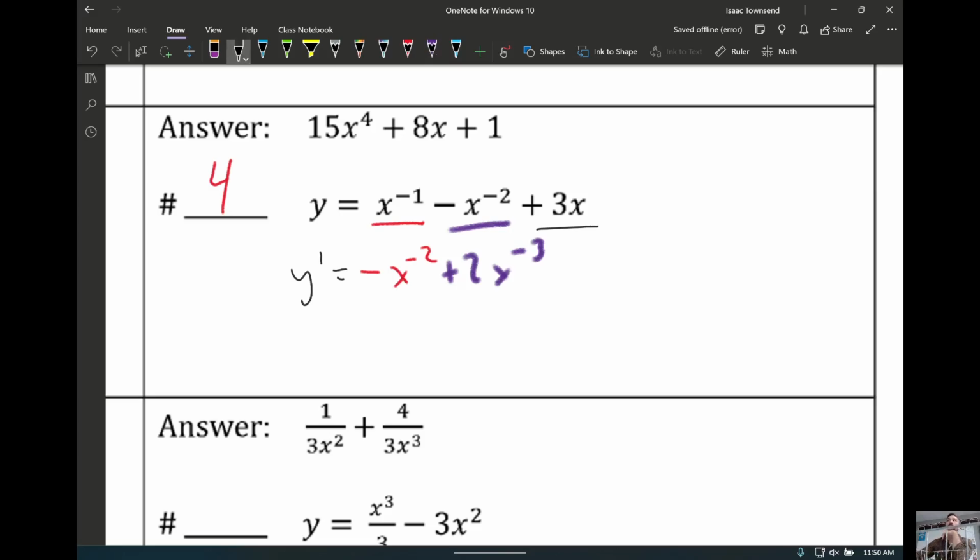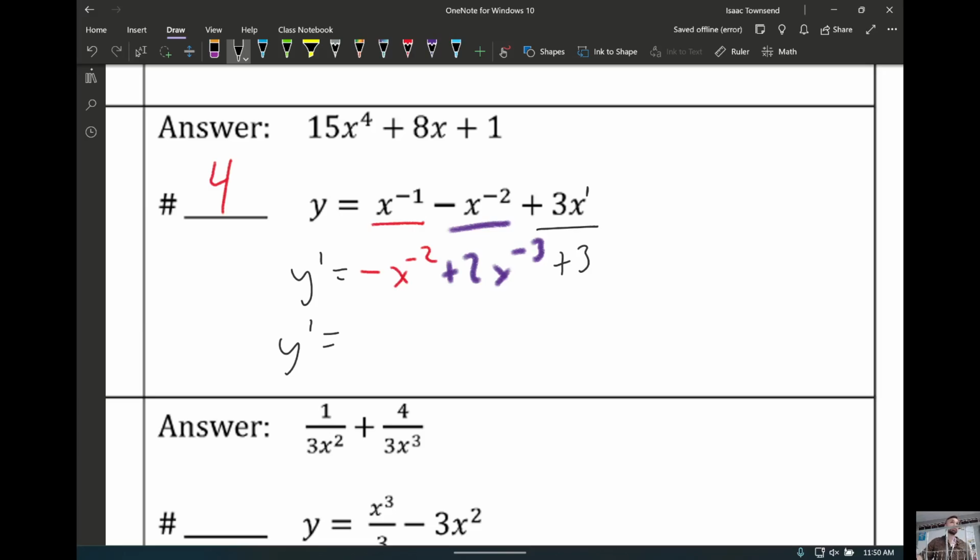And this one, I don't know why this one's always a little bit harder, but it's the same thing. It's still power rule. When you bring the 1 down, 3 times 1 is still 3. You lower the power by 1, x to the 0 becomes 1. Multiplying by 1 doesn't change anything. Well, none of the answers are going to look like this.